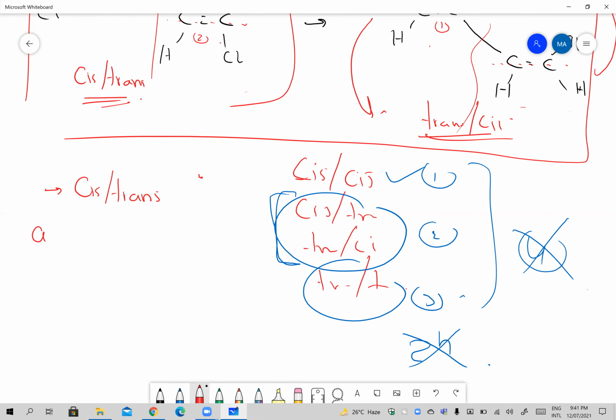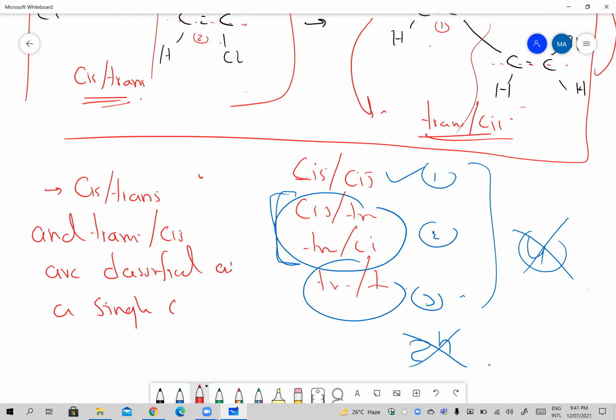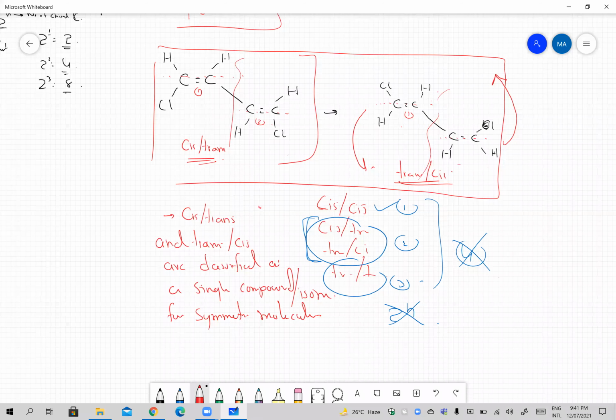So cis trans and trans cis are classified as a single compound or a single isomer for symmetric molecules. I hope this is clear. Okay, perfect. And we're done with the topic here.